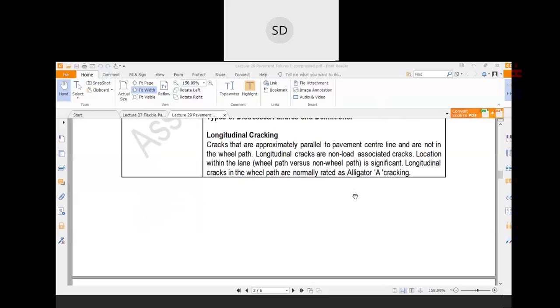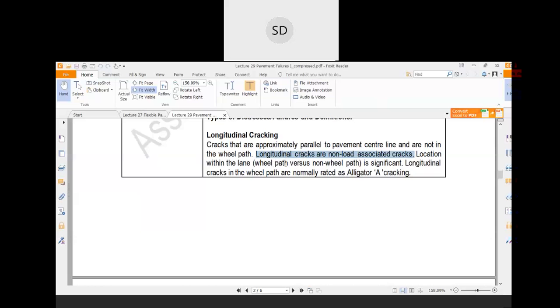So longitudinal cracking, if we discuss the longitudinal cracking, there are different types of longitudinal cracking. So cracks that are approximately parallel to the pavement center line and are not in the wheel path. Longitudinal cracks are non-load associated cracks. So this type of longitudinal cracking is not associated with the loading condition.